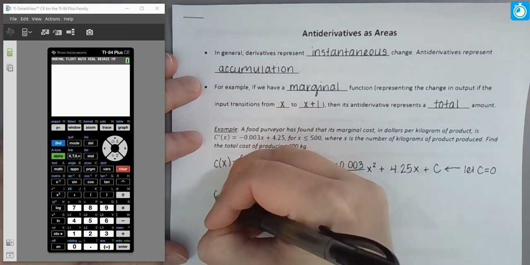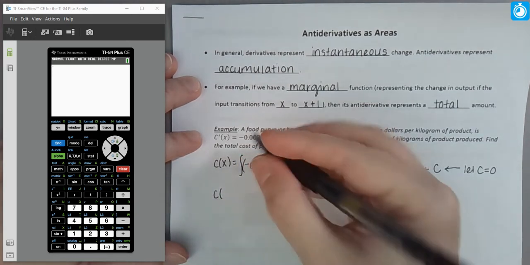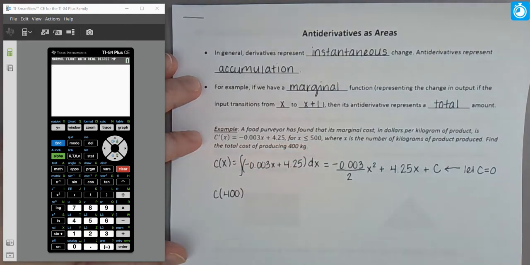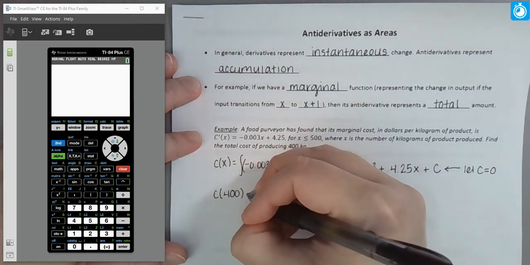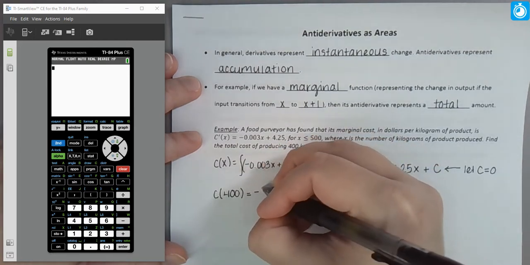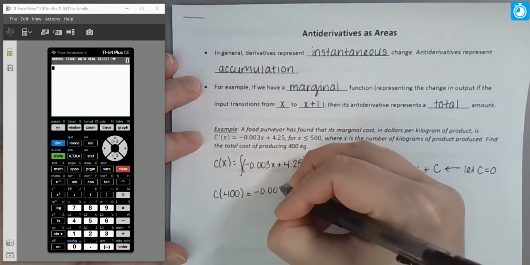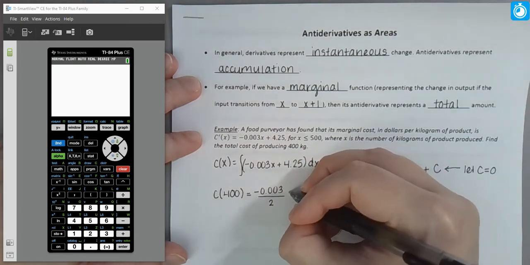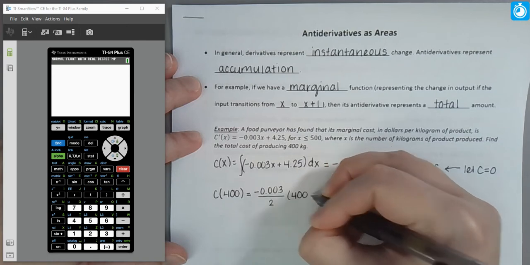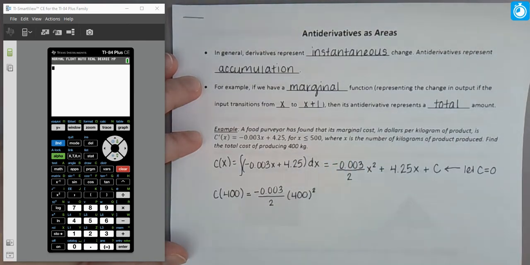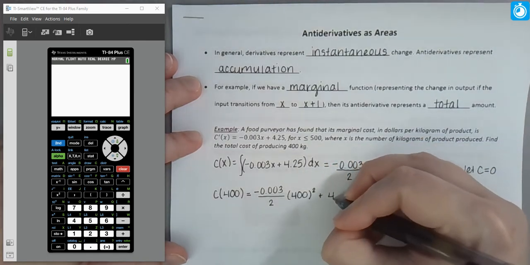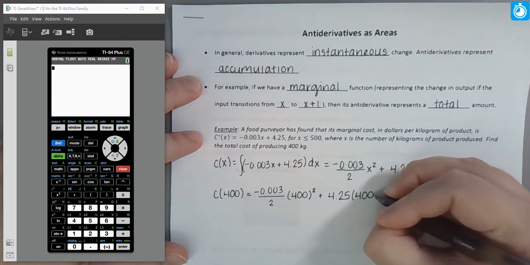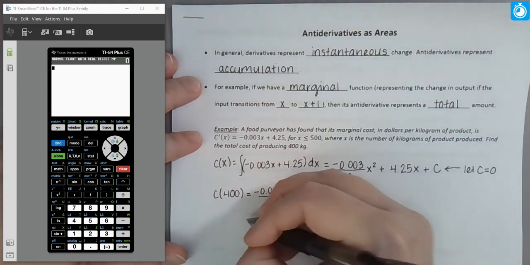So we want to know what is the total cost for producing 400 kilograms of our product. In other words, we want to evaluate C of 400. So that's going to be negative 0.003 divided by 2 times 400 squared plus 4.25 times 400. And again, we allowed C to be 0, so that's going to be it.